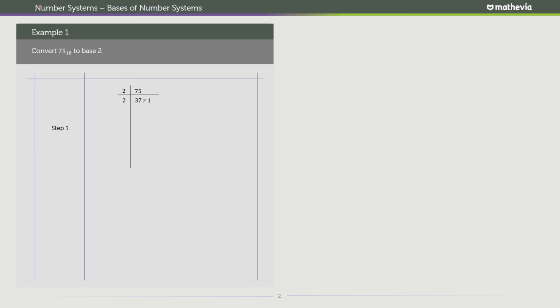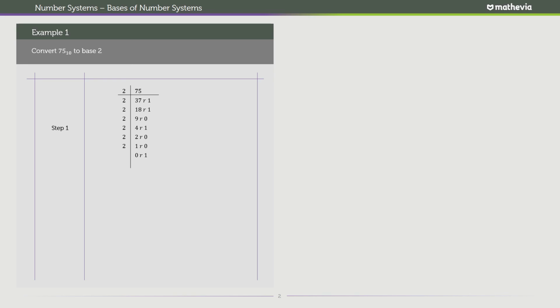37 divided by 2 would give me 18 remainder 1. 18 divided by 2 would give me 9 remainder 0. 18 can be divided perfectly by 2, so we have 9 remainder 0. 9 divided by 2 would give me 4 remainder 1. 4 divided by 2 would give me 2 remainder 0. 2 divided by 2 would give me 1 remainder 0. This is a really long one. And then 1 divided by 2 would give me 0 remainder 1.